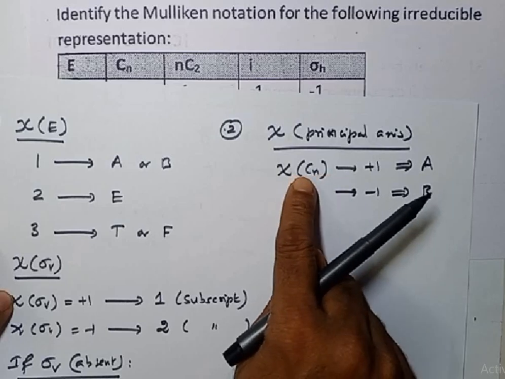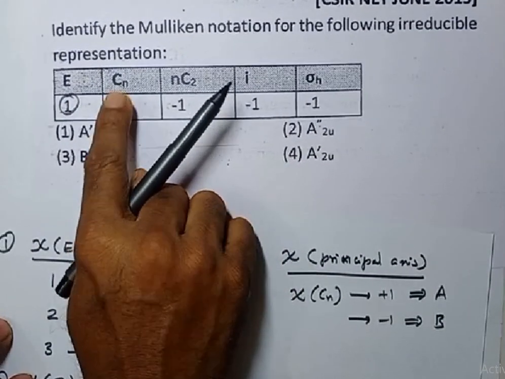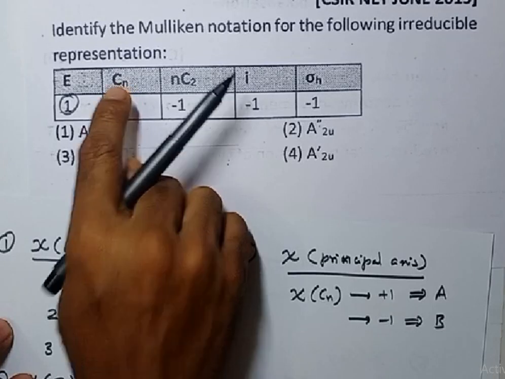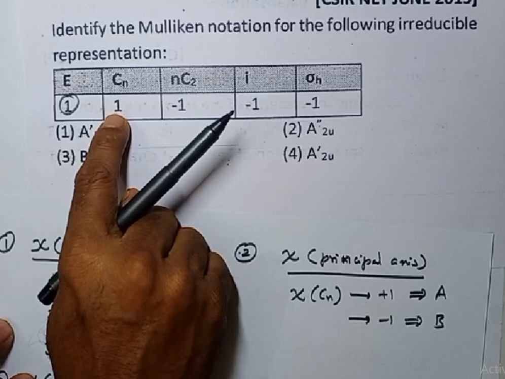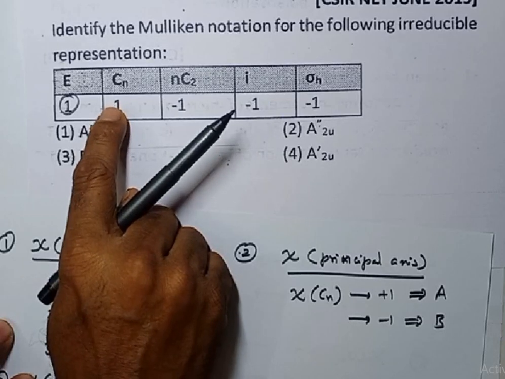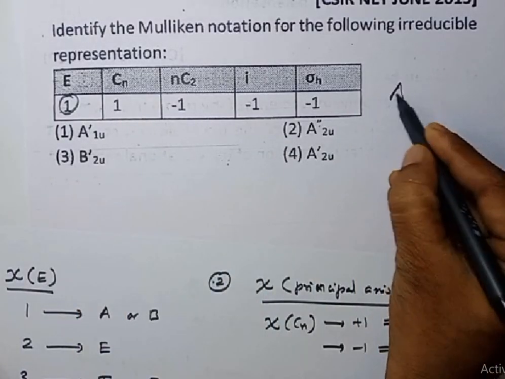See the character of the principal axis. Here, Cn is the principal axis. So, what is the character of the principal axis, +1 or -1? +1. So A. +1 means A. Therefore, the character should be A.